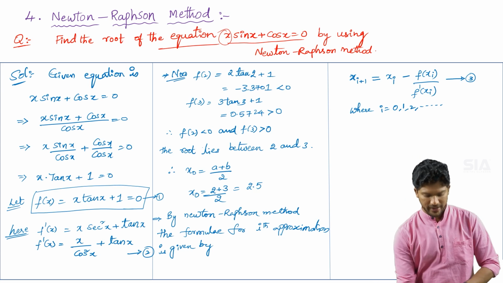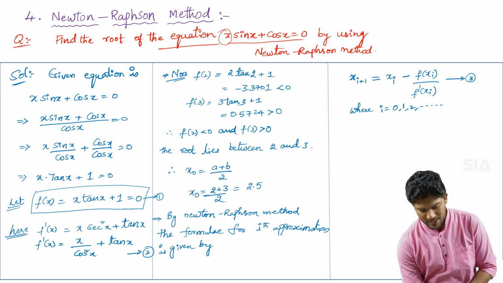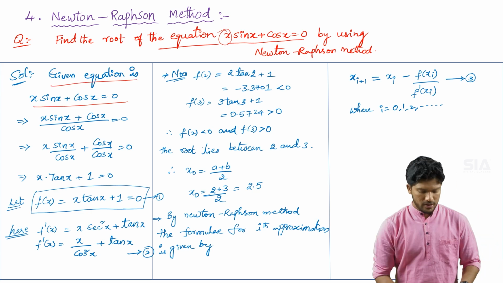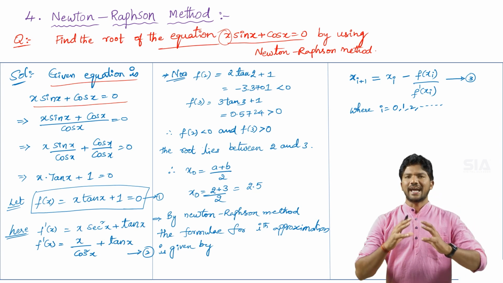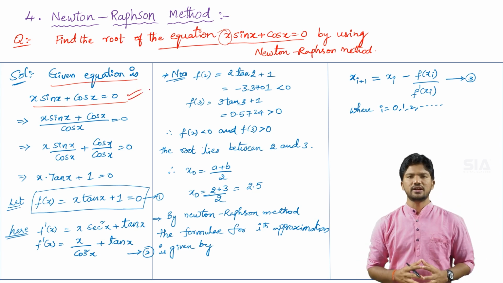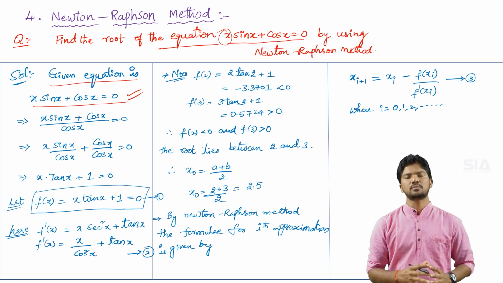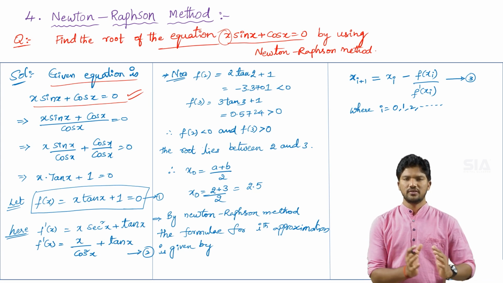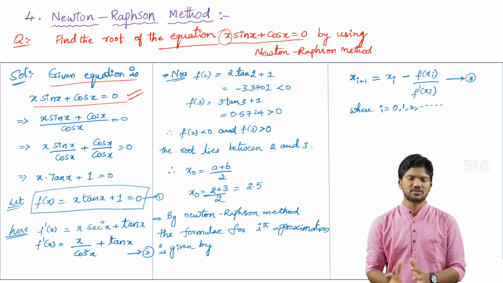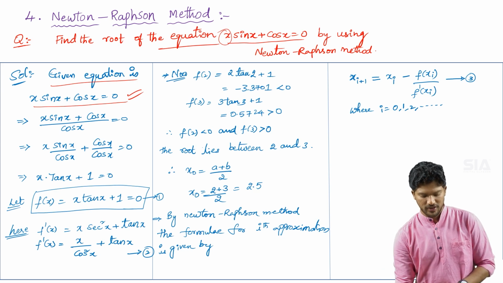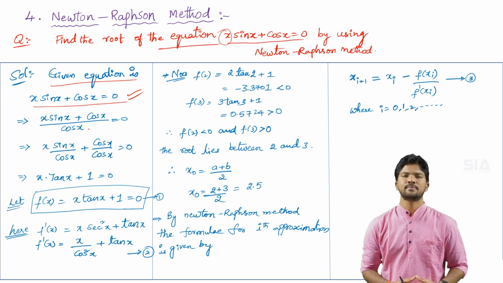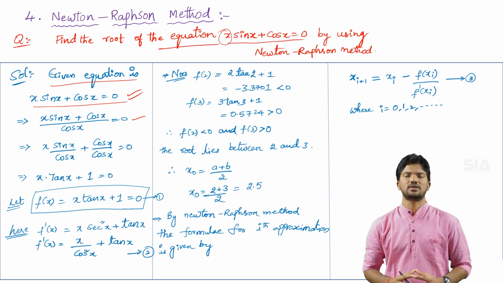See, the given equation is x sin x plus cos x is equal to 0. Now we have to convert this given equation into tangents. To convert that, divide both sides with cos x. So if you divide with cos x, then you will get x sin x by cos x plus cos x by cos x is equal to 0.